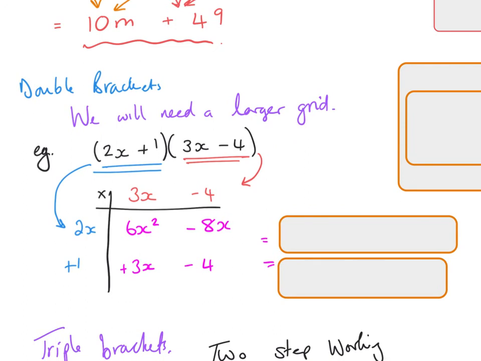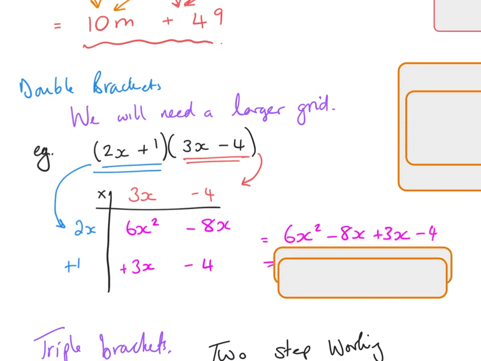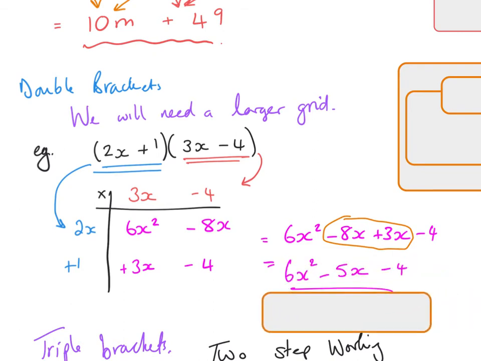And then we're going to simplify. I've written out everything that's in the grid to start with. And then we're going to group together those centre terms. But be careful, one of them is a negative. That will simplify down to minus 5x in the middle, and the 6x squared and the minus 4 stay the same. So that's our fully simplified answer.